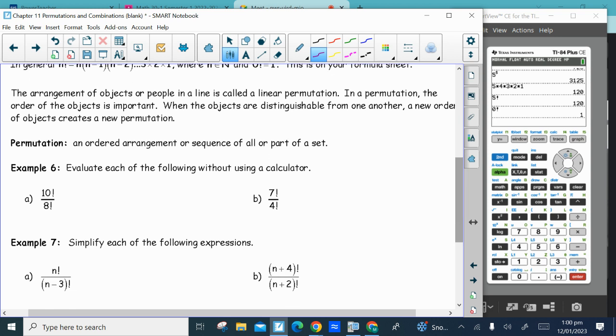So the arrangements of objects or people in a line is called a linear permutation. In a permutation, the order of the objects is important. When objects are distinguishable from one another, a new order of objects creates a new permutation. So that's what we need to remember, is that if order matters, it is a permutation. As opposed to a combination, which we'll look at tomorrow, that's where order doesn't matter.